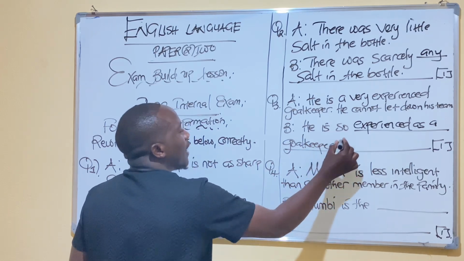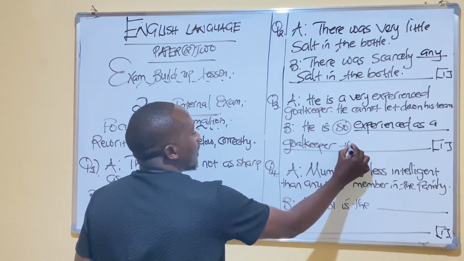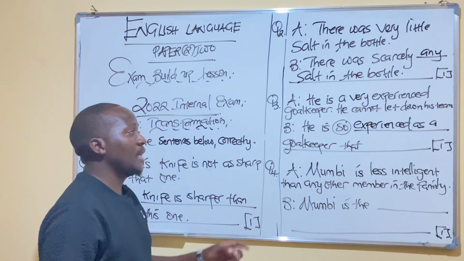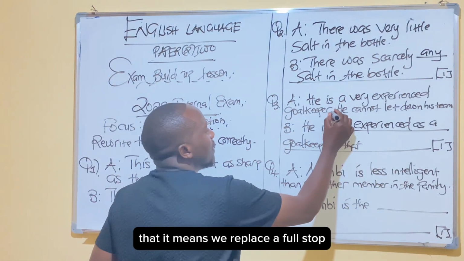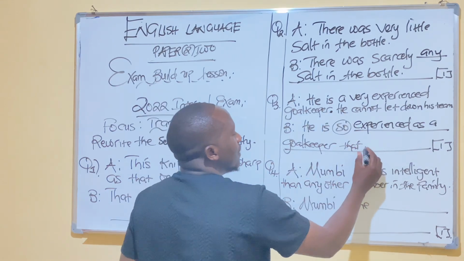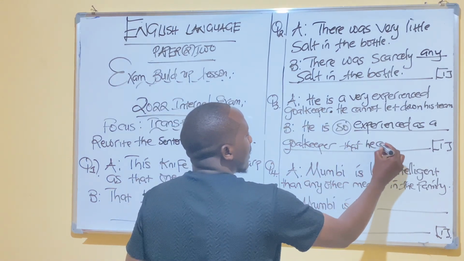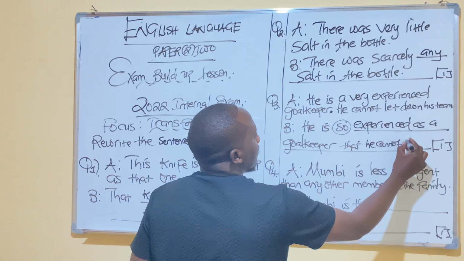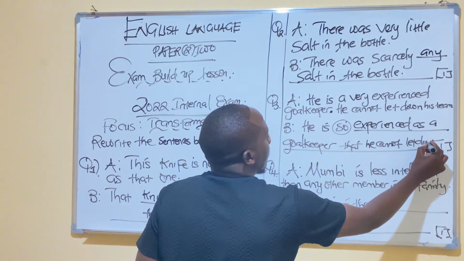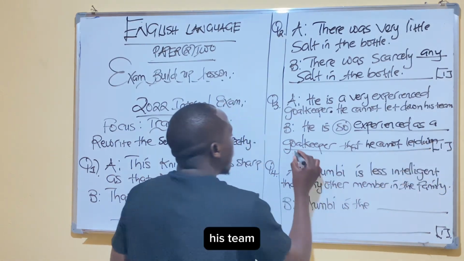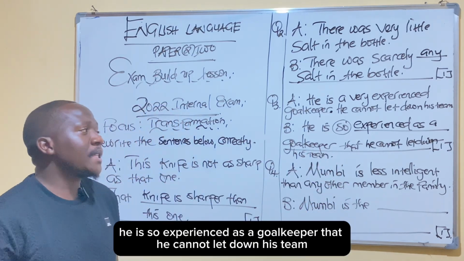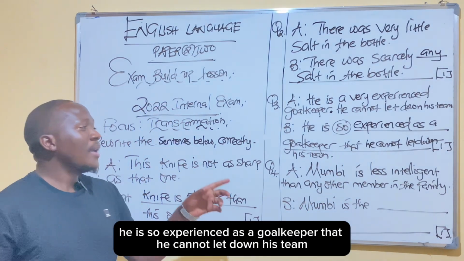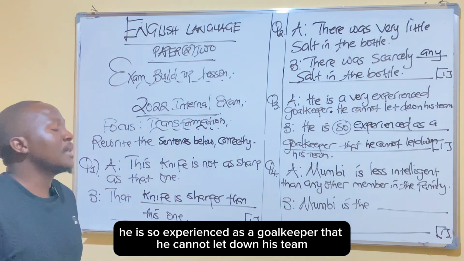Then we're going to realize that the word so goes hand in hand with the word that. He is so experienced as a goalkeeper that. It means we replace the full stop. So that he cannot let down his team. So he is so experienced as a goalkeeper that he cannot let down his team.